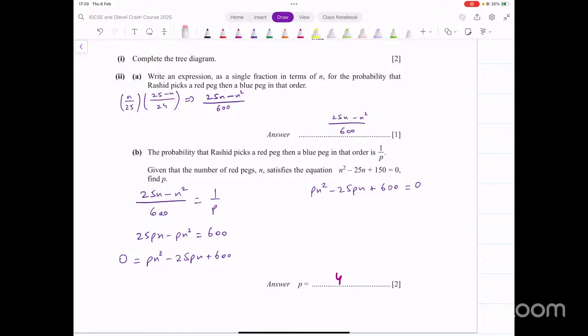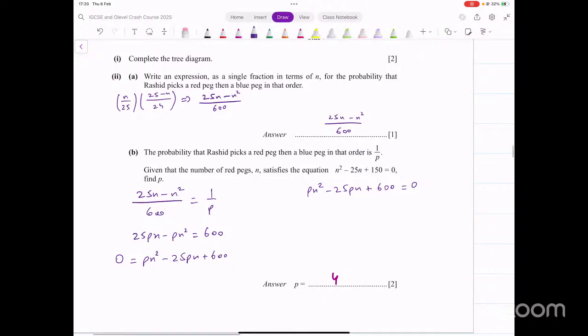Now, can we compare these two equations? Not yet. We can't compare them directly for now because this is 150 and this is 600. So first of all, we need the same numbers here. This constant, if this is 600, this should also be 600. Or if that is 150, this should also be 150. Then we can compare the other numbers. We can compare the n squared coefficient or the n coefficient. We can't do that right now.